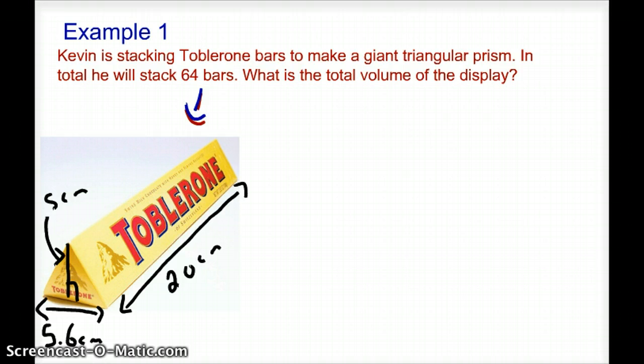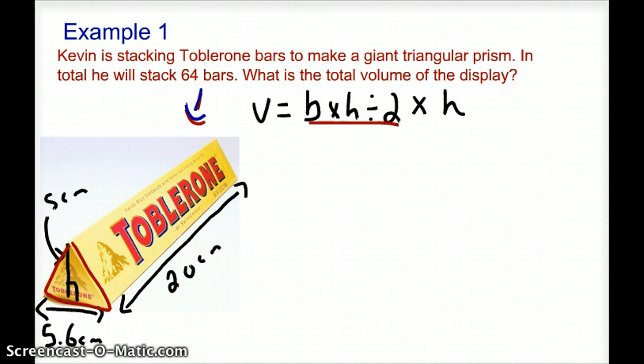Okay, so let's look at the answer then. The first thing we've got to do is write out our formula. We're looking for the volume of a triangular prism. So our volume is always the area of the triangle, which in this case is base times height of the triangle divided by 2, times the height of the prism. So this part applies to the area here, and this part applies to the height of the prism itself. So let's fill in what we know.